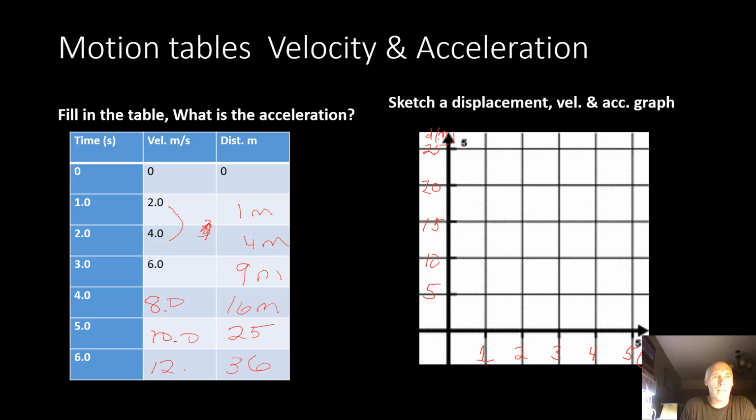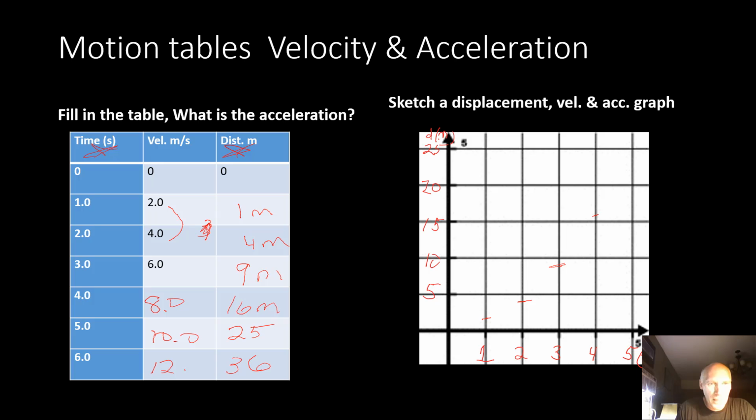So remember, for our displacement graph, you're going to put time on the x-axis and your displacement or distance on the y-axis. So what's this displacement graph going to look like? It should be exponential. After 1 second, we are 1 meter, so I'm just going to estimate that's going to be right about there. After 2 seconds, we're going to be 4 meters. After 3 seconds, we're 9 meters. And after 4 seconds, we're 16 meters. Yeah, that looks exponential there.